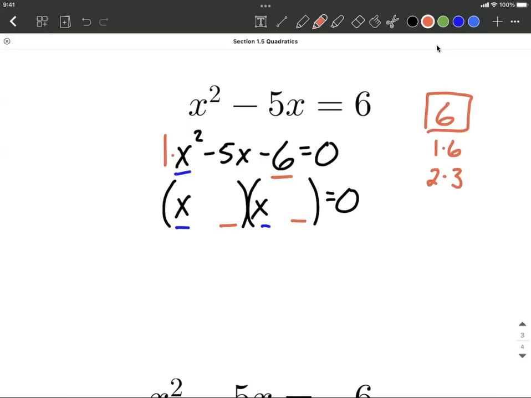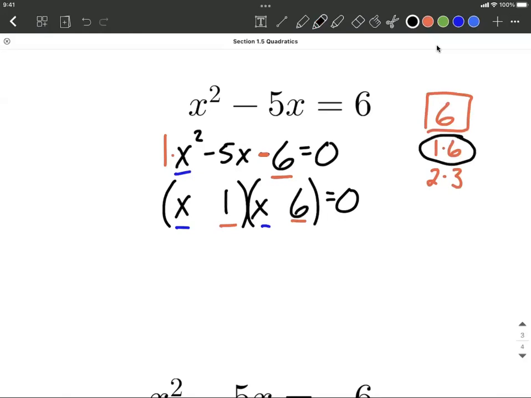All right, next, I always look and I say, well, that's a negative 6 at the end there. So what I want to do is pick out the pair that I've listed off to the side that subtracts to make the middle coefficient, that 5. All right, so 6 minus 1 makes 5. 3 minus 2 makes 1. So I'm going to go with 1 and 6.